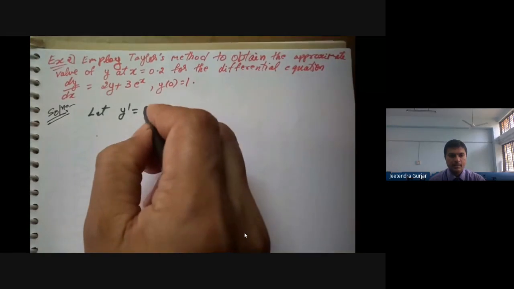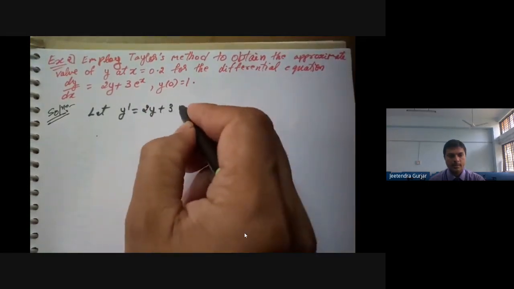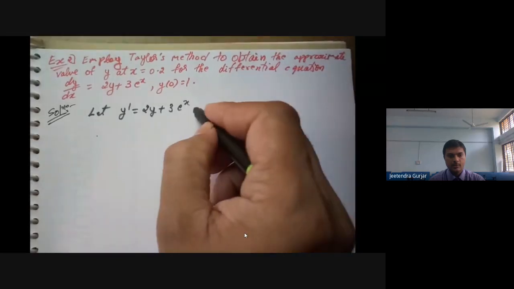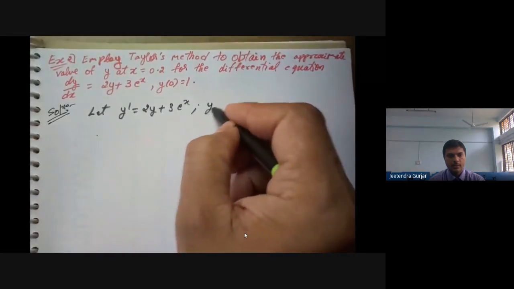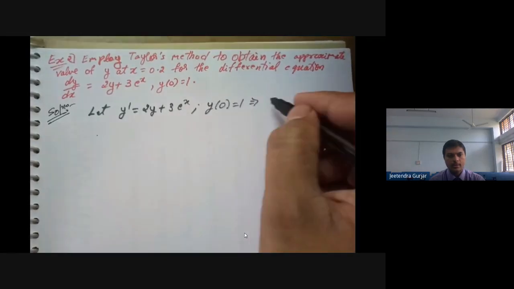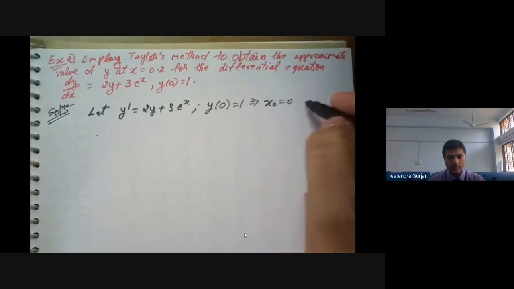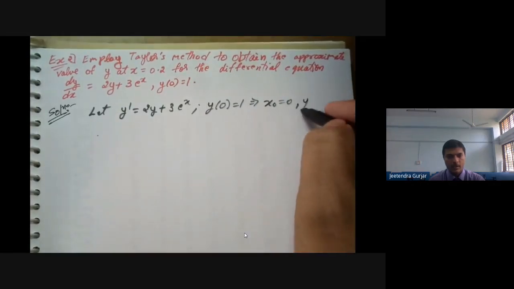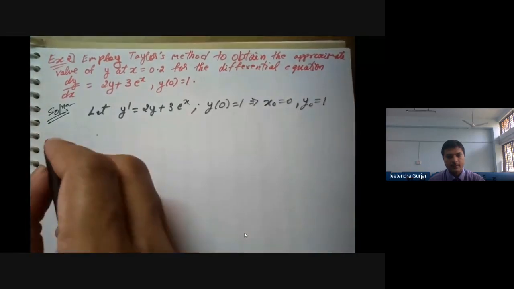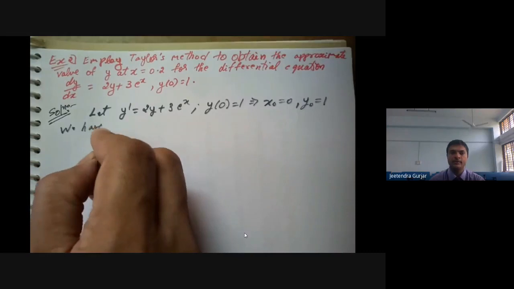So we'll just take y dash is equal to 2y plus 3 e raised to x. So this is given already, student. And what is given? They have told the initial condition y of 0 is equal to 1. This means that x naught is 0 and y naught is 1. So this is fixed. This is given in every problem in Taylor's method. You have to identify and write it down correctly.